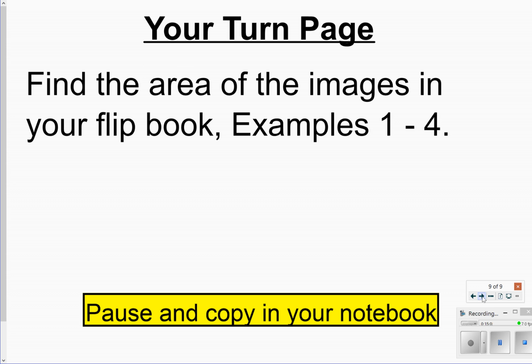For the Your Turn page today, what I'd like for you to do is find the area of the images of your flipbook. I want you to do examples 1 through 4 in your flipbook, and this time I want you to find the area. Last time we found perimeter, now you're going to find the area, and you're going to write this on the lined section of your notebook.